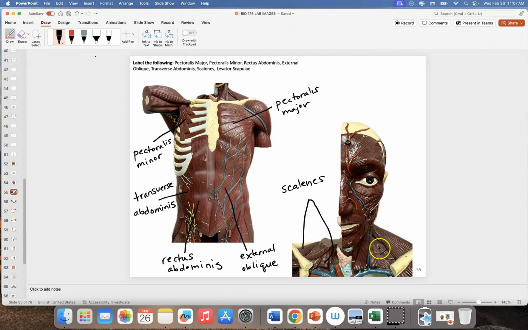And then we also have this muscle right here, and that muscle is known as the levator scapulae. And when I see levator, I think of the term elevator, and that's a good association because the name of this muscle tells you what it does. It elevates the scapula, and that's why we call it the levator scapulae.